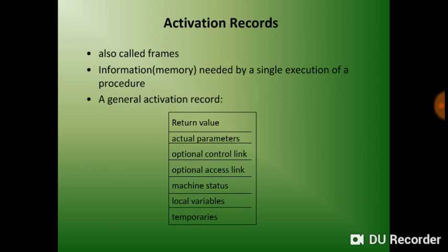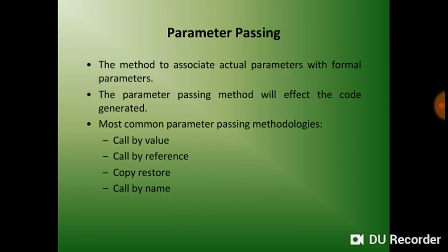The activation record is also called a frame. It holds the information needed by a single execution of a procedure. The general activation record contains: return value, actual parameters, optional control link, optional access link, machine status, local variables, and temporaries.